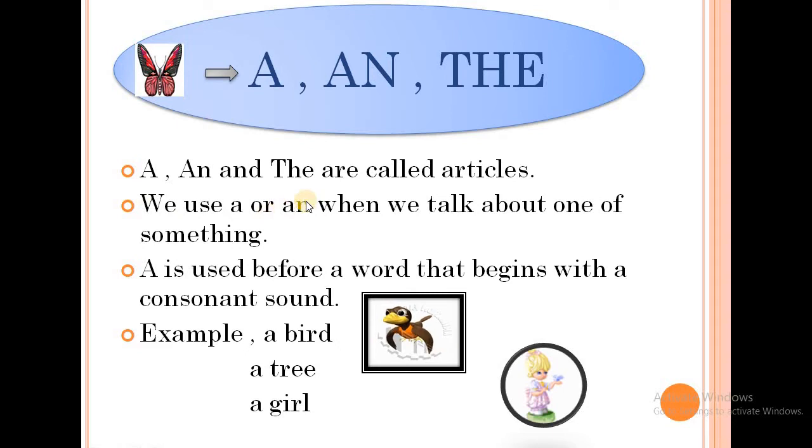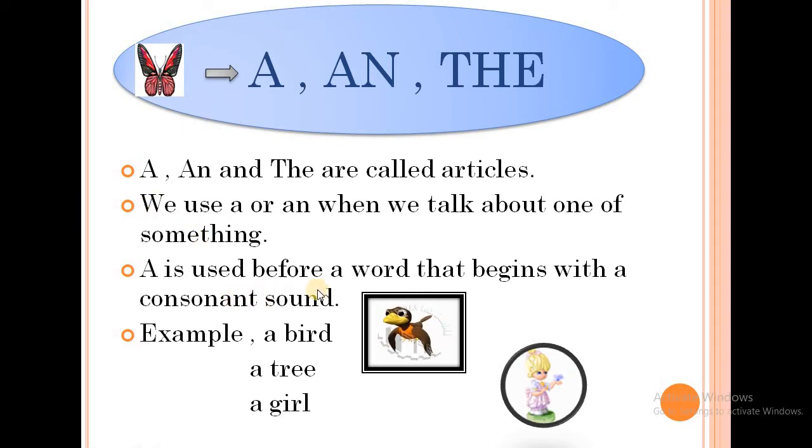A, an and the are called articles. We use a or an when we talk about one of something. That means we are using a and an for singular things. That means one thing is there, so for that we are using article a or an. If plural things are there, we are not using an article before that word.